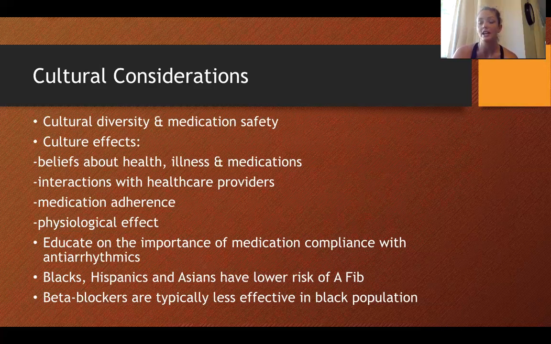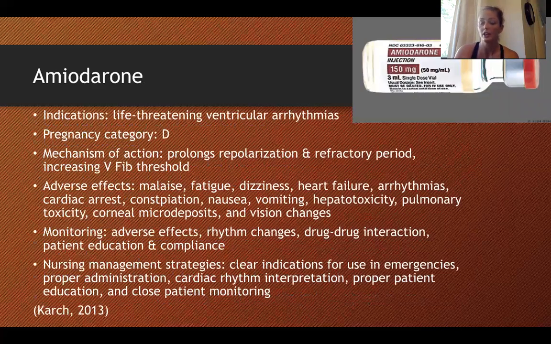Another thing is that some cultures and ethnicities actually respond differently to medications. It's reported that Blacks, Hispanics, and Asians have a lower risk of developing atrial fibrillation than whites. Some beta blockers are also actually less effective in the Black population, and other medications should be used in first-line treatment. Here's some more information on amiodarone.